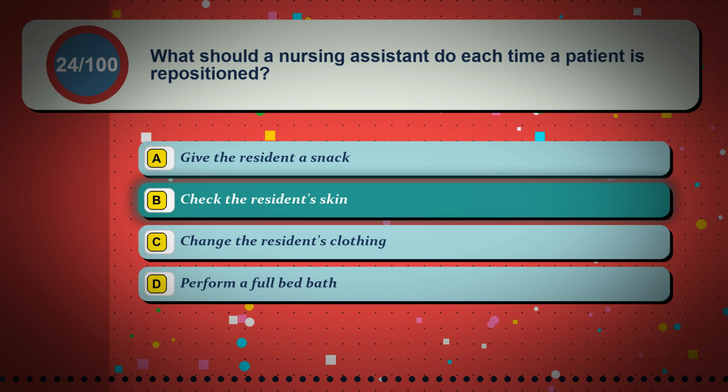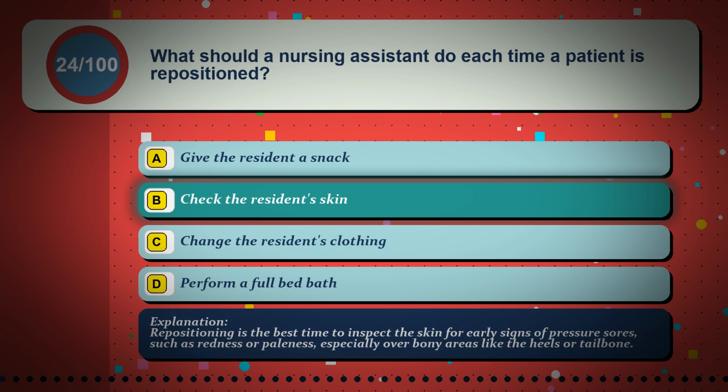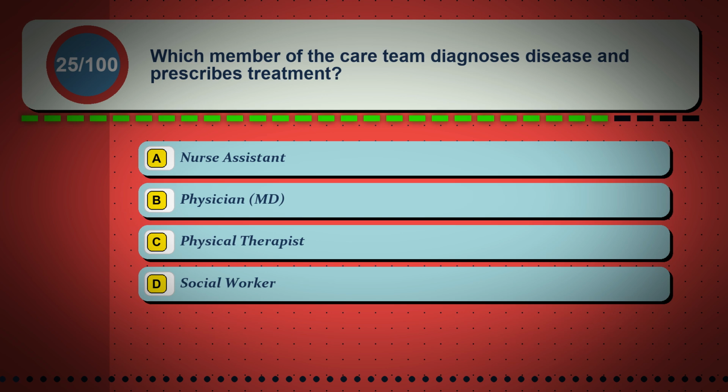The correct answer is option B. Check the resident's skin. Repositioning is the best time to inspect the skin for early signs of pressure sores, such as redness or paleness, especially over bony areas like the heels or tailbone. Question 25. Which member of the care team diagnoses disease and prescribes treatment?